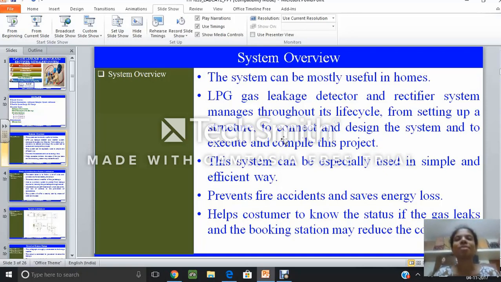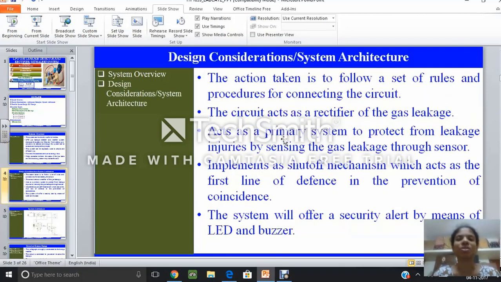This system can be used in a simple and efficient way, not the costliest way. It prevents fire accidents and saves the energy loss which happens due to gas leakage. It helps the customer to know the status, so if the gas leaks you can know it beforehand and book the gas at the booking station.